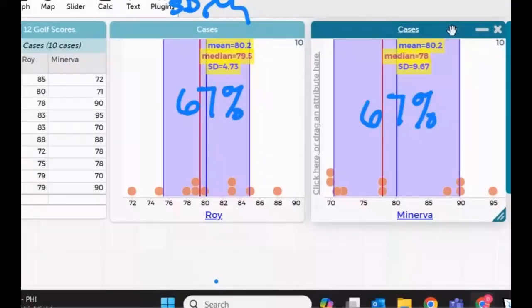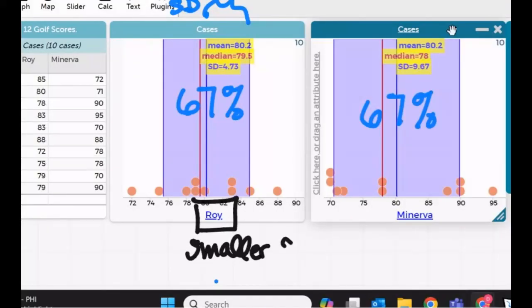Do you want a bigger standard deviation, a bigger spread, or would you want a smaller one, if you think clusters of scores are better? You would want the smaller, right? So those of you that think the smaller is better are probably saying Roy is the better golfer. He has a smaller standard deviation.